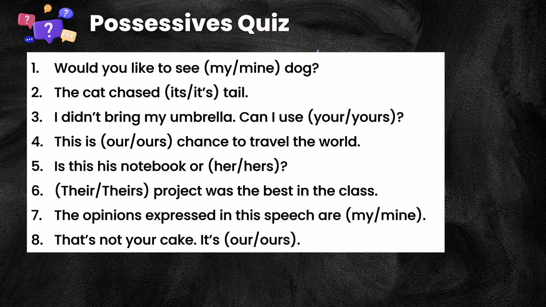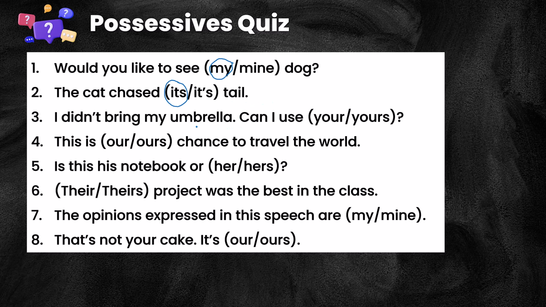Number 1, would you like to see my dog? We use the possessive adjective because it comes before the noun dog. Number 2, we use its, without an apostrophe. Remember that with an apostrophe is a contraction.